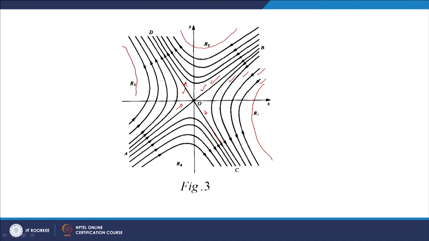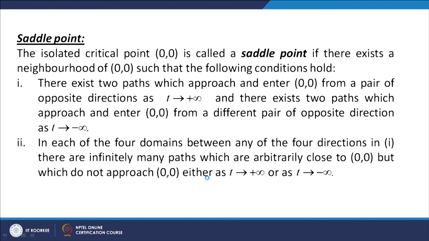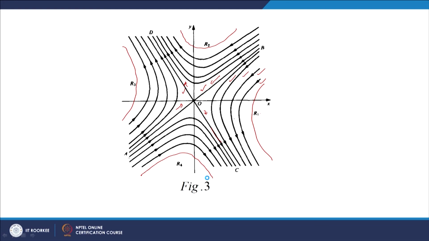So there are infinitely many paths which are arbitrarily close to 0 0, but which do not approach 0 0 either as t goes to infinity or as t goes to minus infinity. So here 0 0 is a saddle point.